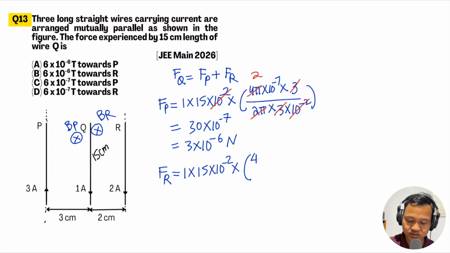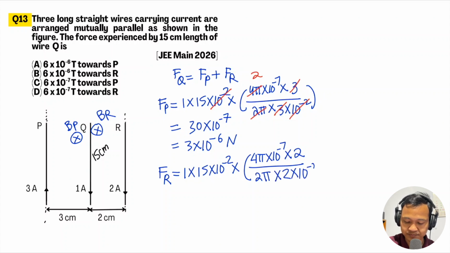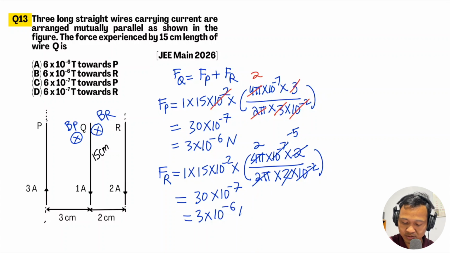So mu naught into I2 divided by 2 pi into d, 2 into 10 power minus 2. Solve this one. 2 and 4, so 2 gets cancelled out. Minus 2 minus 5, so 2 into 15 is 30 into 10 power minus 7. So this is 3 into 10 power minus 6 Newton.